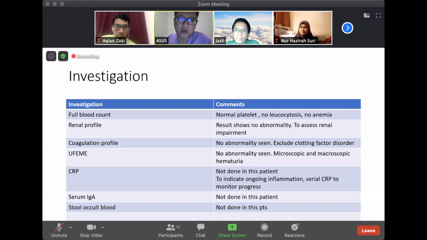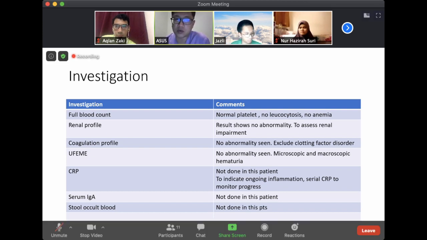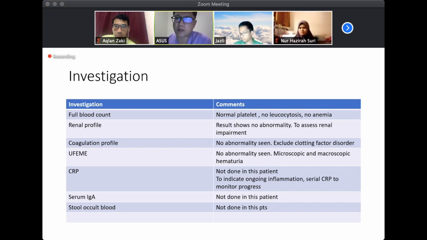Primarily we do a full blood count, inflammatory profile, and urine FEME. You don't even have to do a coagulation profile because there's no bleeding tendency. If there is ecchymosis, then probably you want to do a coagulation profile, but it's just petechiae. You want to look at platelets only.